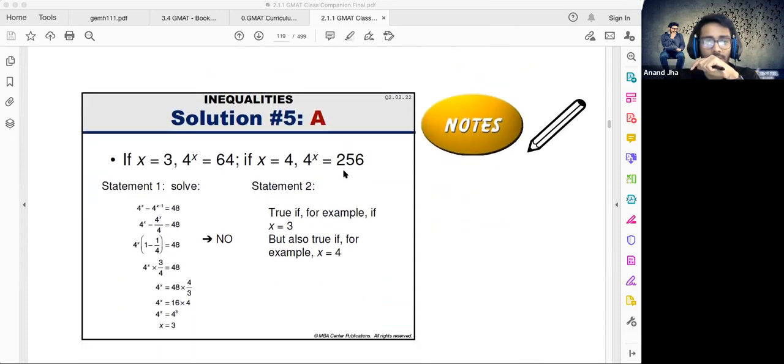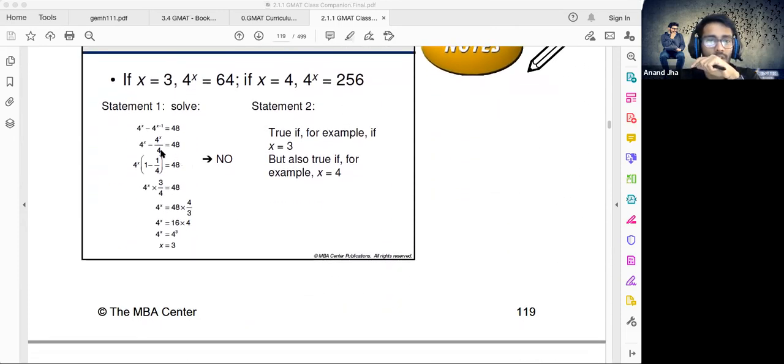Let's see what is the next one. So this is how you solve it. 4 power x minus 1 means 4 power x by 4.